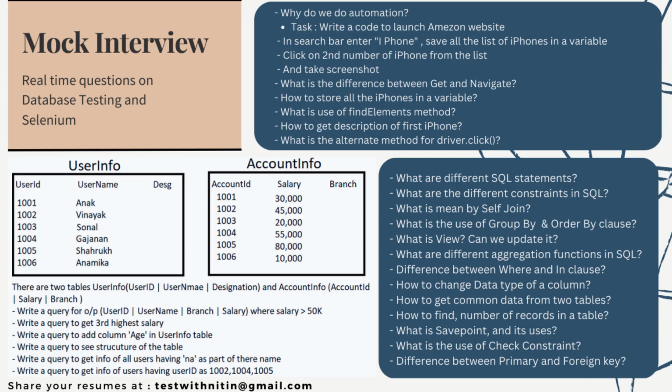Yes, we're searching for the iPhone. Now tell me, if I want to get the description of that product. Whenever we have searched for iPhone, a list will come. I want the description of the first web element. How can I get that? Or the title also, that will do. So how can we get the title of that particular first web element?